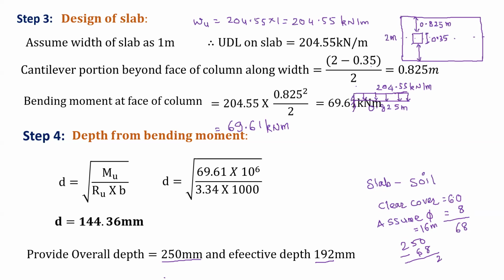Sorry, to be clear, the cover we have assumed is 50, not 60. And then we have this value, that is 58. So we have this as 58. And then this will be 192 millimeter. So generally in footing we take effective cover 60. Here we are taking 50 clear cover, and till center we have 16 mm diameter bars. So it will be 58 by 2, and we will have this value 192 millimeters.